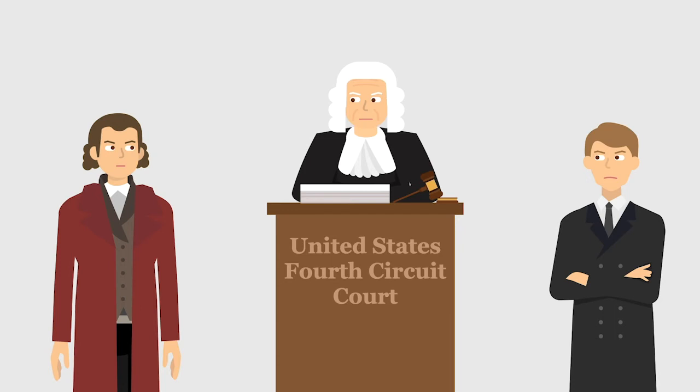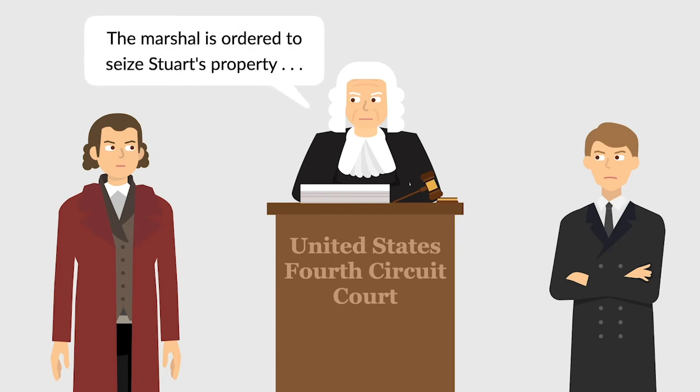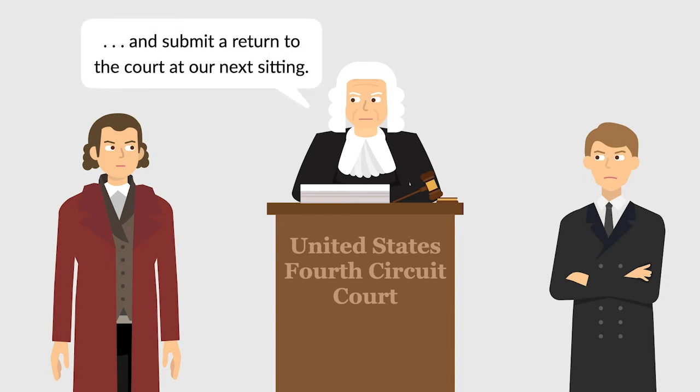That court also issued a writ of execution ordering the marshal to seize property owned by Stuart in order to satisfy the judgment, and then submit a return to the court at its next sitting in April of 1802. The April proceeding was postponed until December of 1802.